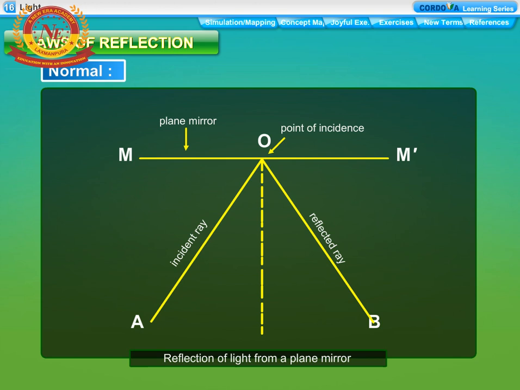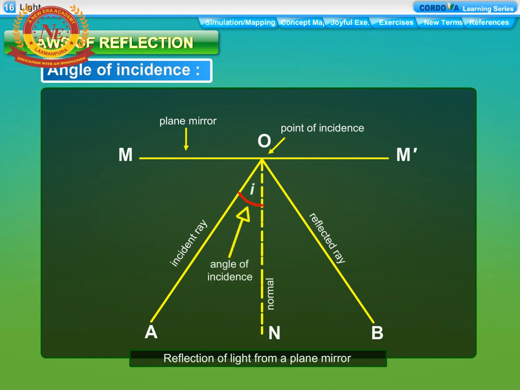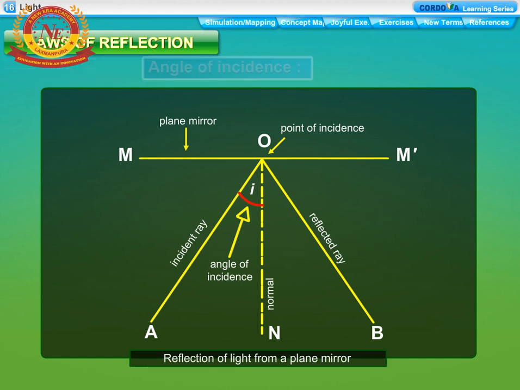Normal. The normal is a line drawn at the right angle, perpendicular to the mirror surface at the point of incidence. The dotted line OM is the normal to the mirror surface MM at the point of incidence O. Angle of incidence. The angle which the incident ray makes with the normal at the point of incidence is called the angle of incidence. Angle AOM is the angle of incidence. It is represented by the letter I. I is equal to incidence.